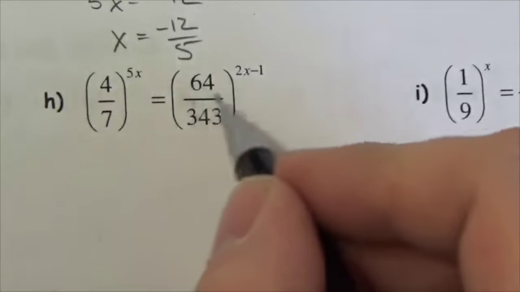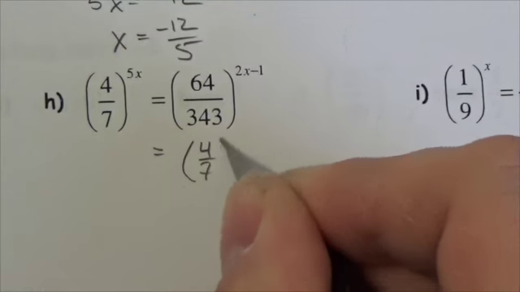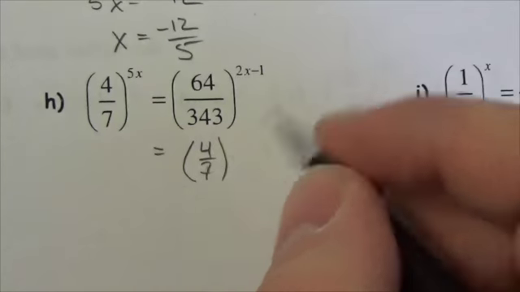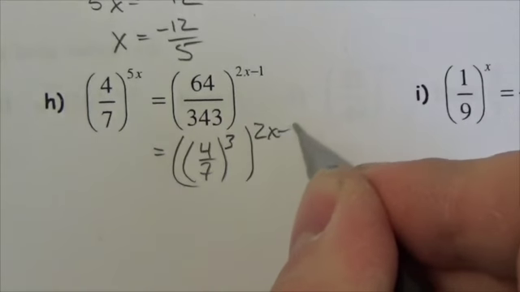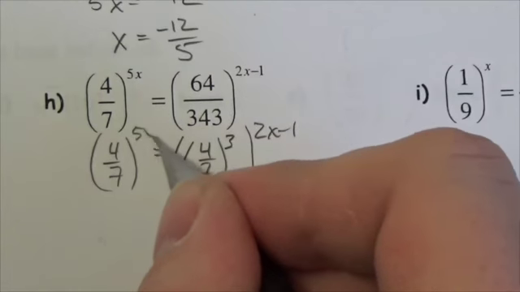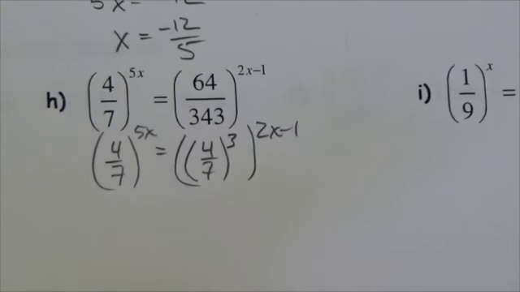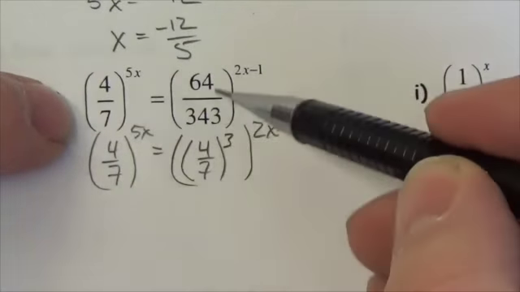Now, 64 and 343, this is going to be 4 over 7 here, and that's going to be cubed to the 2x minus 1. Now that might take a little bit of playing with on your part here. You might have to plug those numbers in your calculator and just double check that. But that's going to be true here. And not only that, they're going to be to the same exponent.